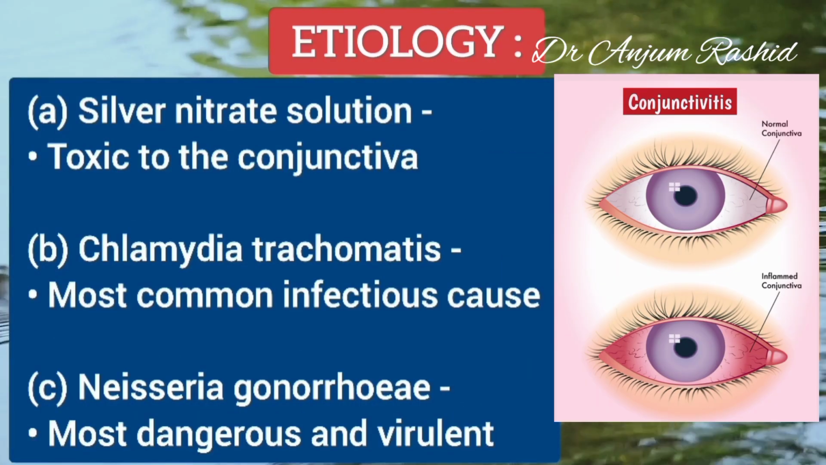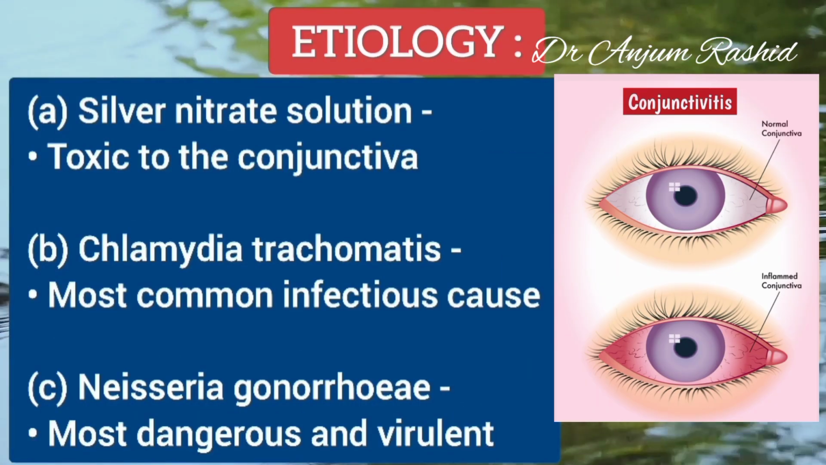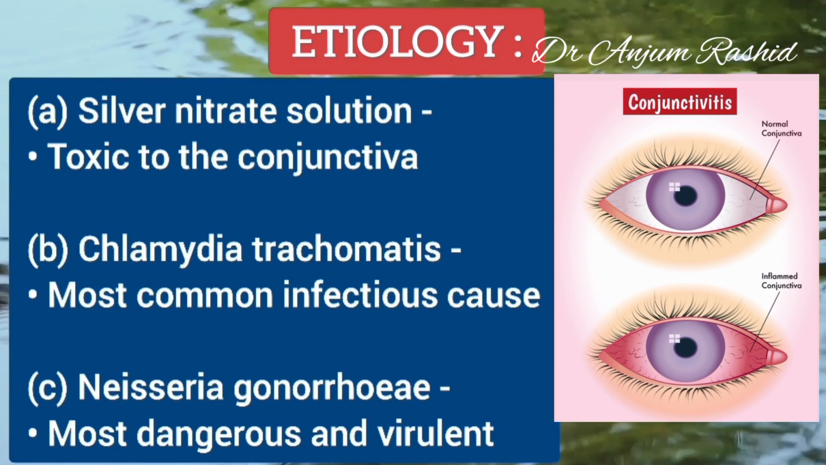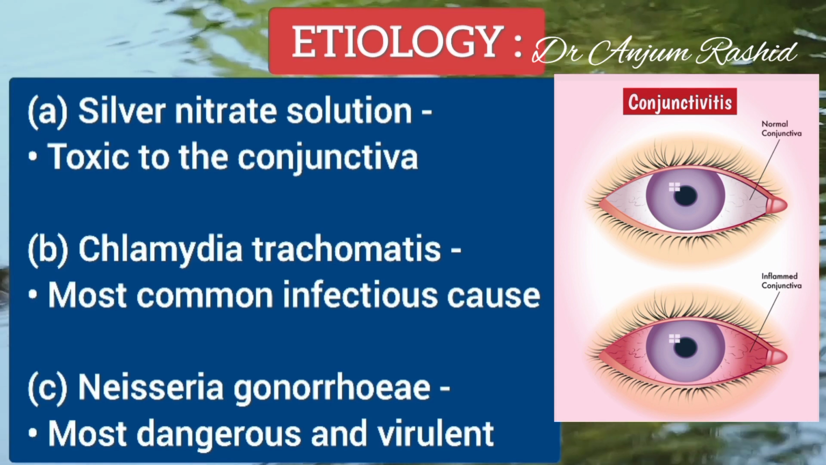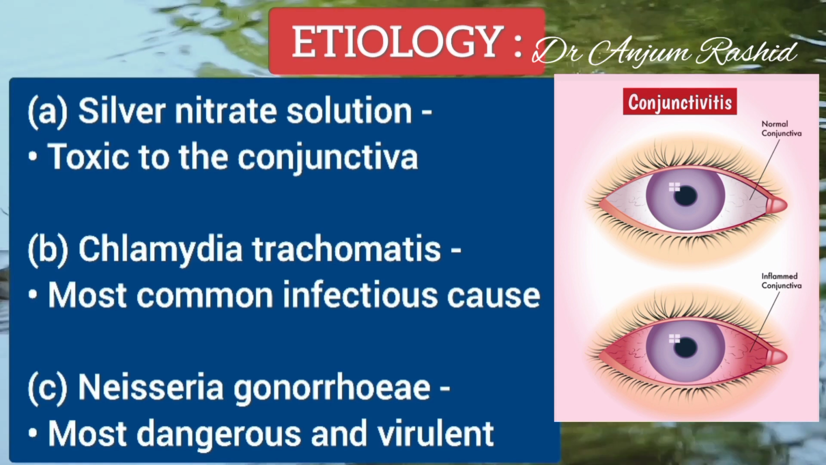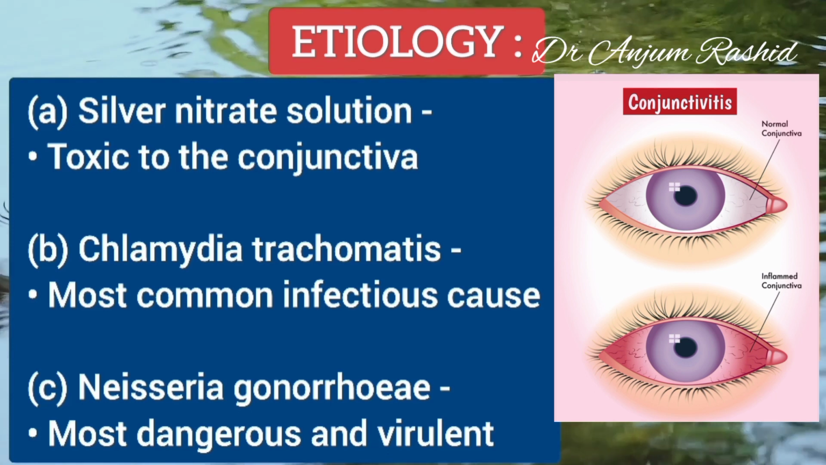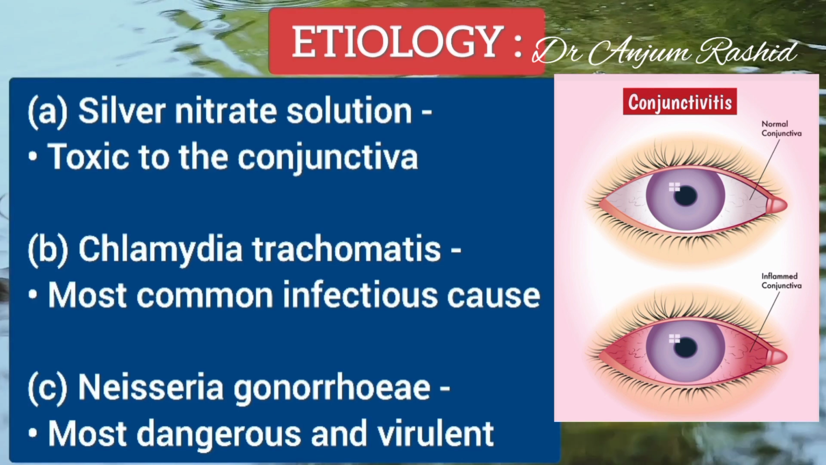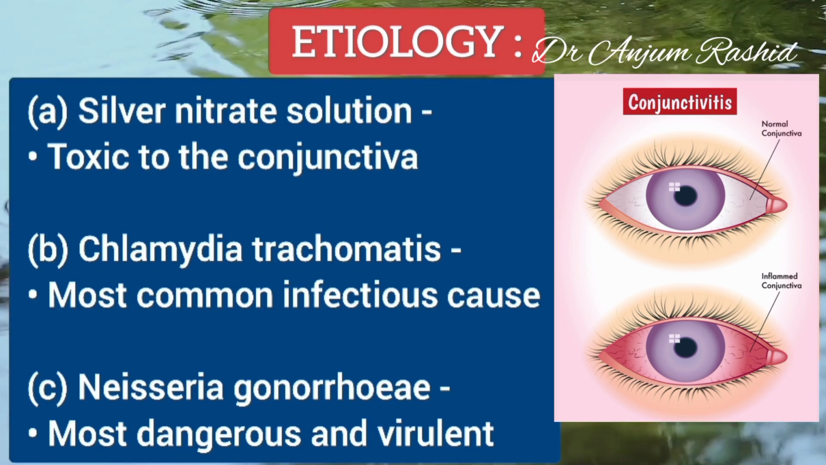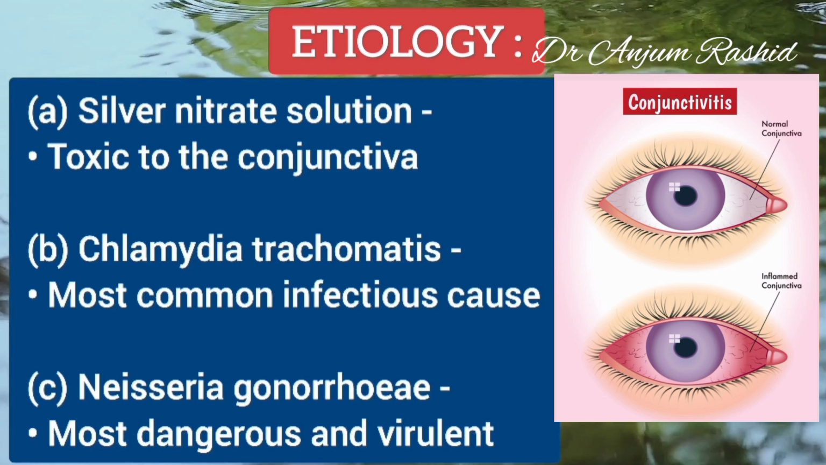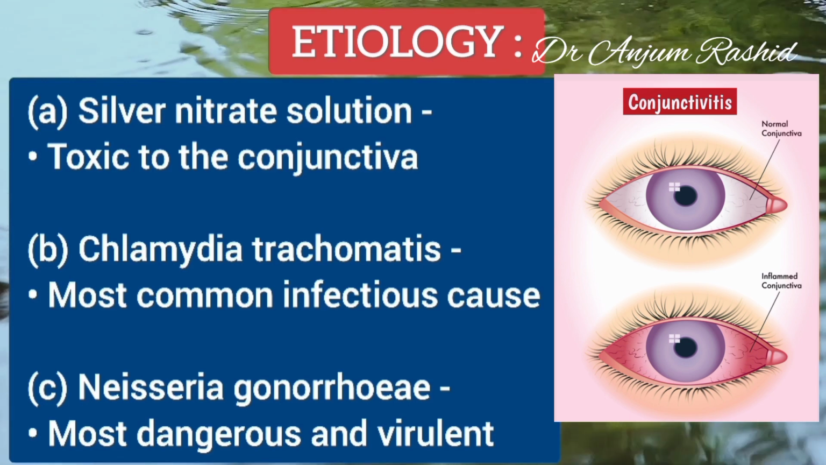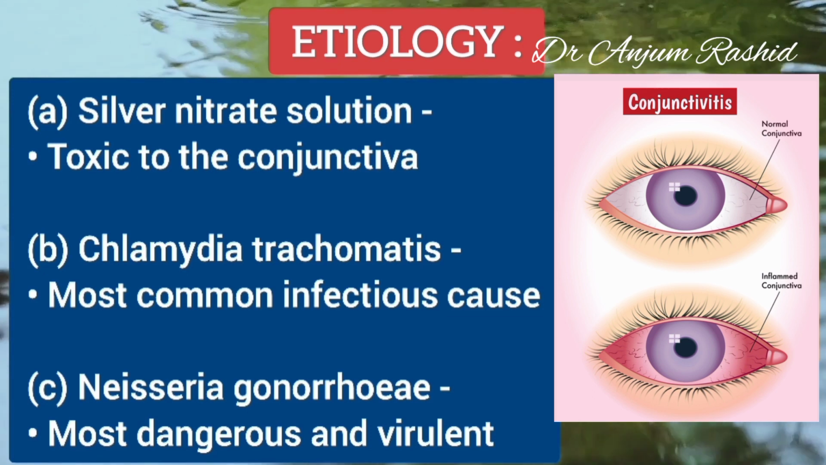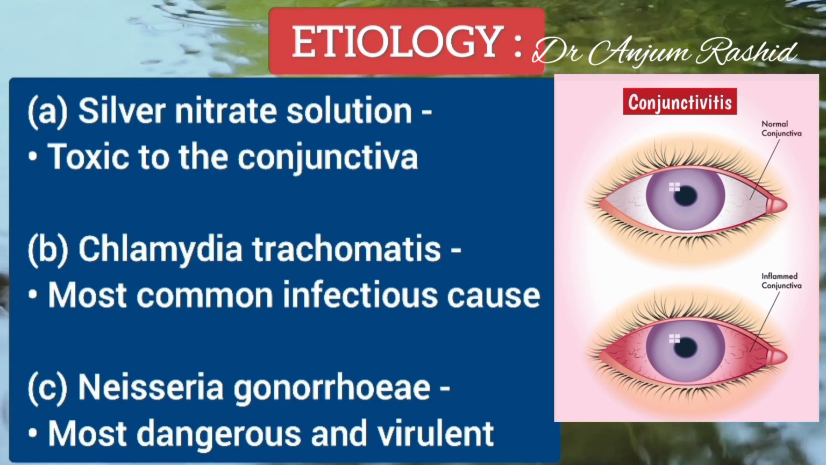The etiology of neonatal conjunctivitis can be chemical or microbial. Silver nitrate is a surface-active chemical which is used at birth for prophylaxis of infectious conjunctivitis. At low concentration, that is 1%, it is okay, but at higher concentration, it is toxic to the conjunctiva. Chlamydia trachomatis is an obligate intracellular parasite and is the most common infectious cause of neonatal conjunctivitis. Neisseria gonorrhoeae is a gram-negative diplococcus and it is the most dangerous and virulent infectious cause of neonatal conjunctivitis.